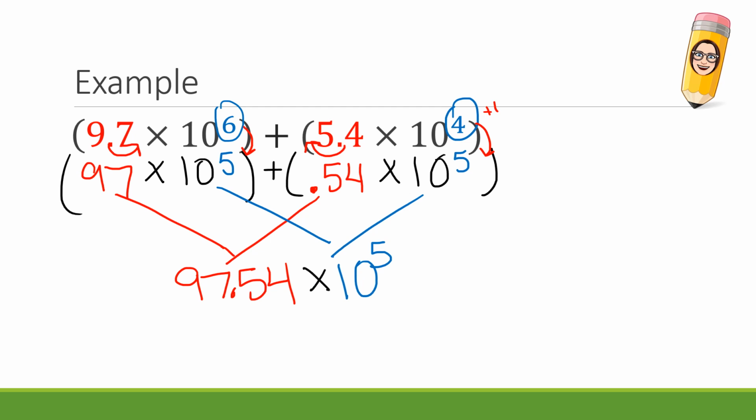Step 3 is to make sure that it's true scientific notation. So I can't have 97, right? I need to move the decimal to the left 1. So that would be 9.754 times 10. Now I moved it to the left 1, so I need to add 1.